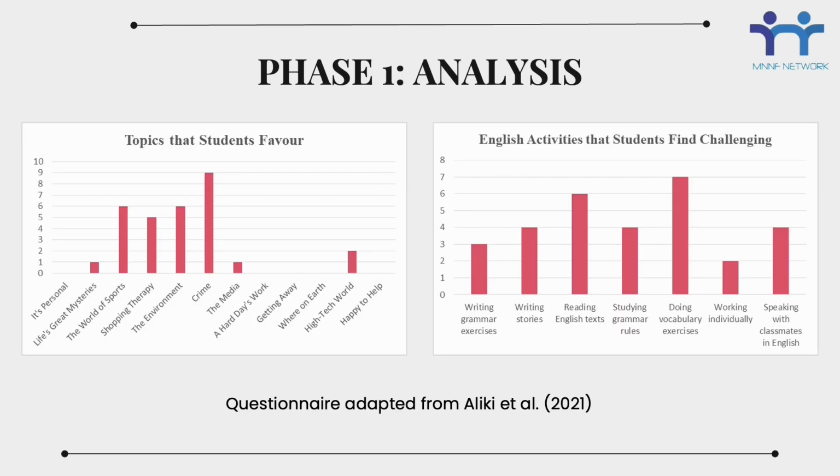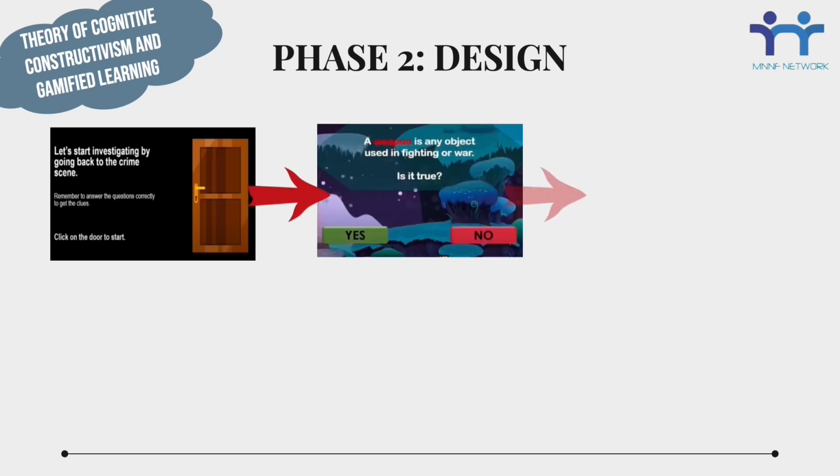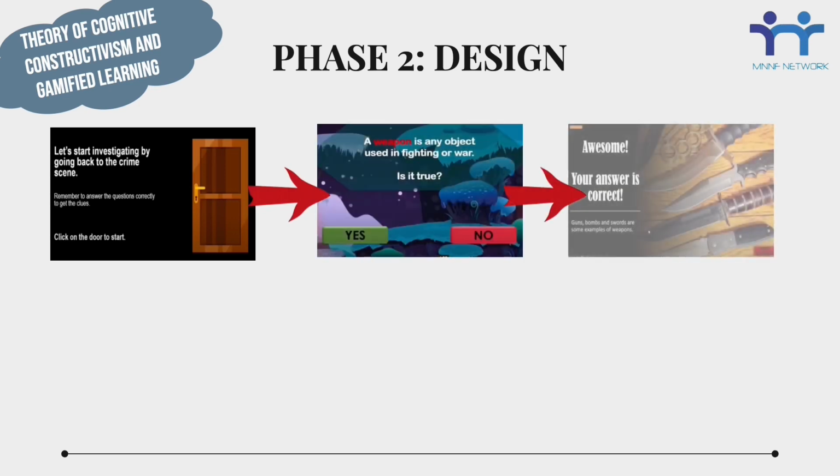As for the analysis phase, a needs analysis was conducted to find out the topic that students favored the most and the activity that students find most challenging. The questionnaire was adapted from a study conducted by Aliki et al., 2021. The questionnaire showed that students favored the topic on crime and they struggled doing vocabulary exercises in their new KSSM textbook. The design for WHODIDIT was based on theories of cognitive constructivism and gamified learning.